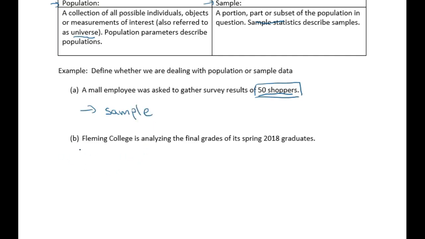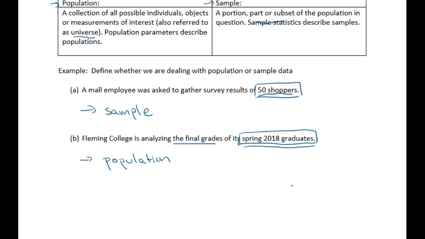In the next example, Fleming College is analyzing the final grades of its spring 2018 graduates. When you look at that, what are they analyzing? Are they analyzing all spring 2018 graduates, or are they just doing a component of spring 2018 graduates? My assumption is that it's the final grades, not some of them. It's not giving a proportion or a number of them. So I'm assuming that this would be all of the 2018 graduates. So we're looking at a population in this case.